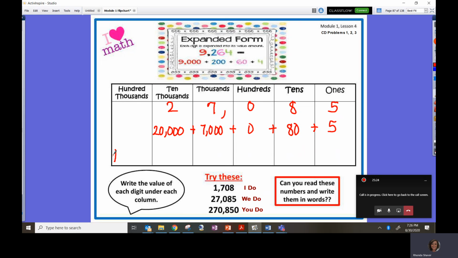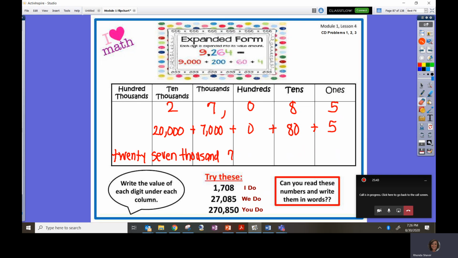So I'm going to say 27,000. Oh, I want to write it into words, Miss Shaver. 7 went to black. We're just going to go with it. 700. Oh, I really messed myself up there with all this changing.